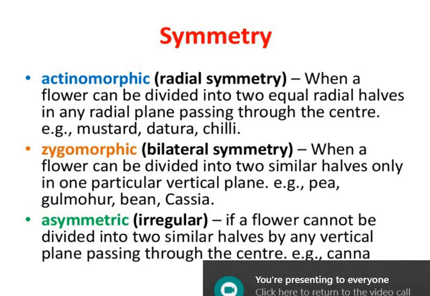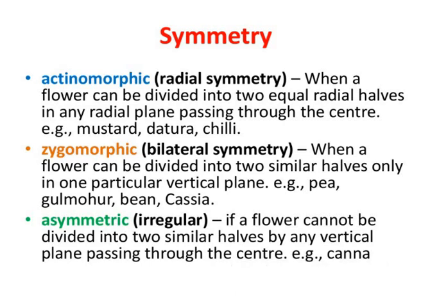So last day we discussed the structure of a flower and the different parts of a flower. And then we discussed the orientation of different floral parts in a flower. Depending on the uniformity in the arrangement of floral whorls, we can define or assume a symmetry for a flower.